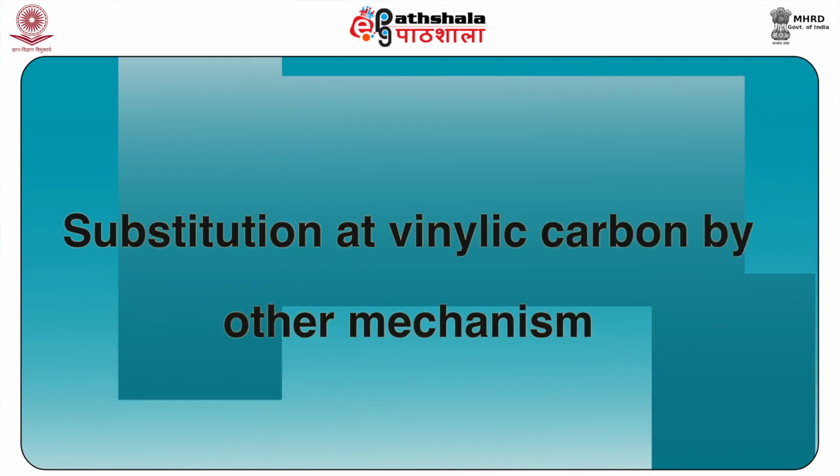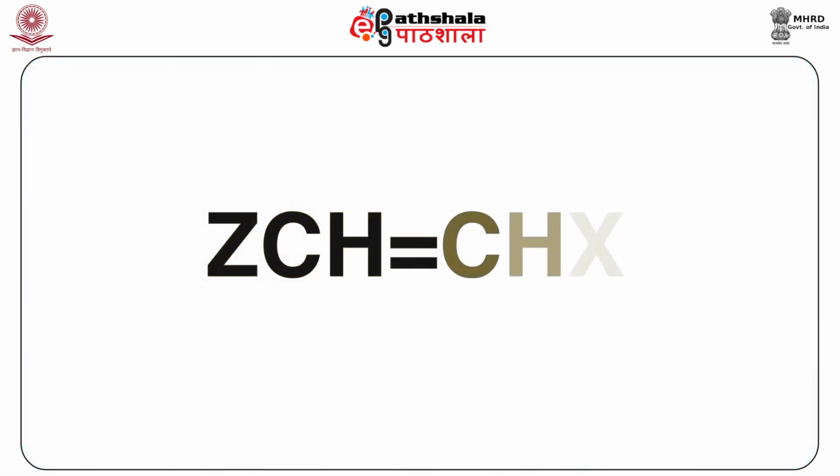Substitution at vinylic carbon by another mechanism. Substitution at vinylic carbon is greatly facilitated in vinylic compounds of the type ZCH=CHX, where Z is an electron withdrawing group such as an aldehyde, a ketone or an ester, or ArSO2, that is the sulfonyl aryl group, and X is a leaving group such as a fluorine atom. The mechanisms operating in some other cases are different from the established SN1 and SN2. They are described as the tetrahedral mechanism and the addition-elimination mechanism. We shall take up this topic in future modules in much more detail.